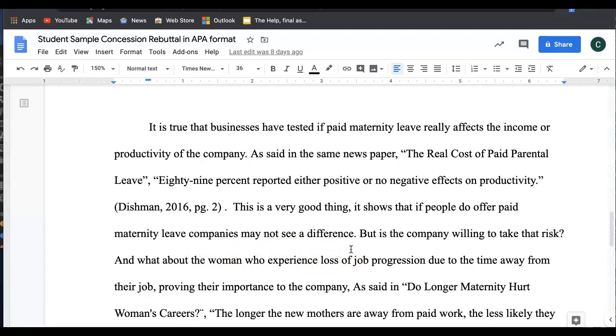So, this person connects the evidence to the counterclaim, even states it as a good idea to show how the opposition is trying to make a good point. Now, obviously, we can't just end a concession rebuttal paragraph there because we don't want our audience to believe that the counter argument is better than the argument that we have created.